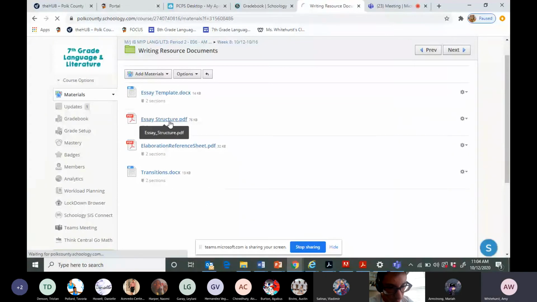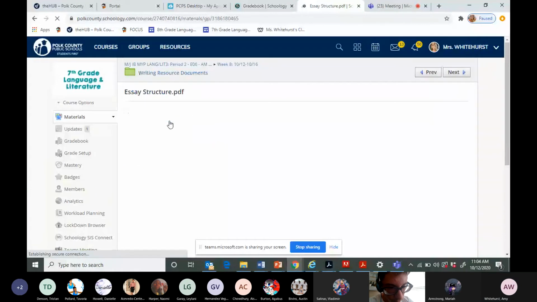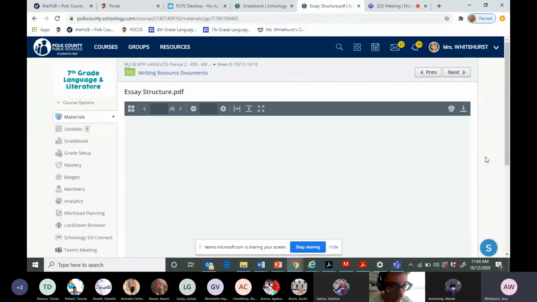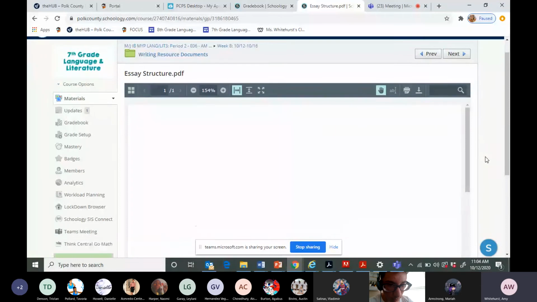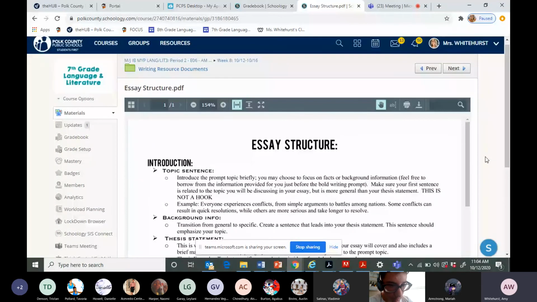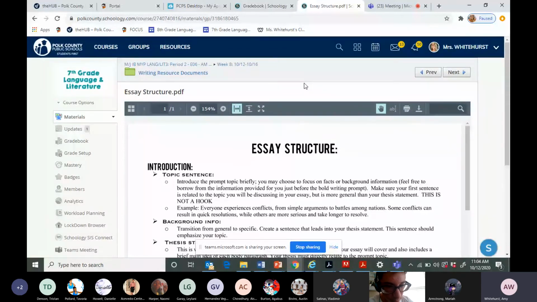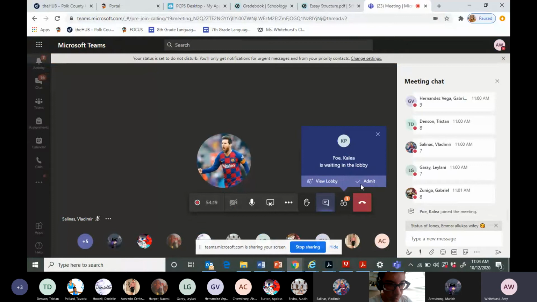So we are going to look at the essay structure document. Again, this document will help you while writing. And if you look at essay structure and essay template and you determine which one you prefer, it does not matter which one, but I highly suggest that you print one of these out, either essay template or essay structure. If you have a printer, if you don't, that's okay. You can refer to it at any time. But if you have a printer, I highly suggest that you either print out essay structure or essay template. Okay.